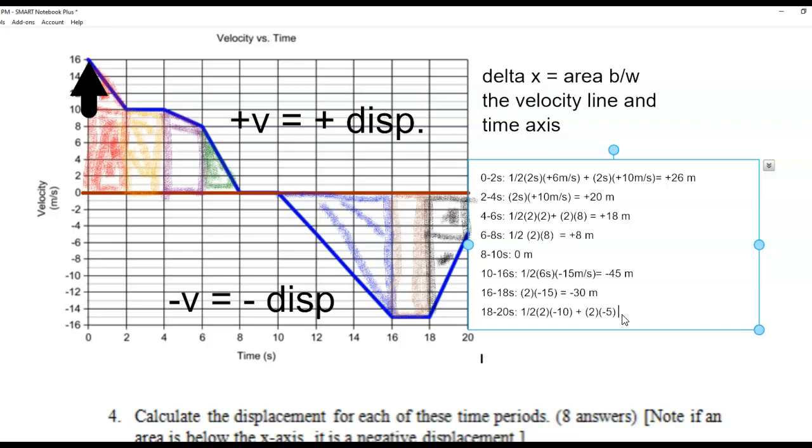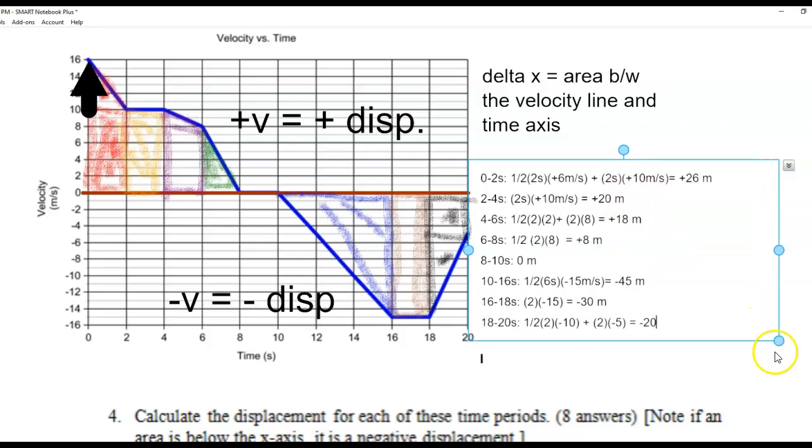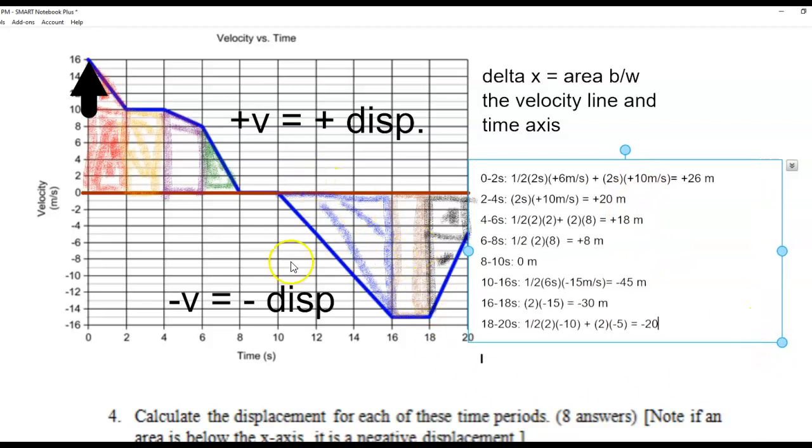So that total there is a negative 20. Half of 2 is negative 10, and then 2 times negative 5 is another negative 10, so that's a negative 20. So those are all the displacement values for all those different sections. And hopefully you can follow along. I have this printed out in the notes, in the answers and the materials here too, so you can look there.